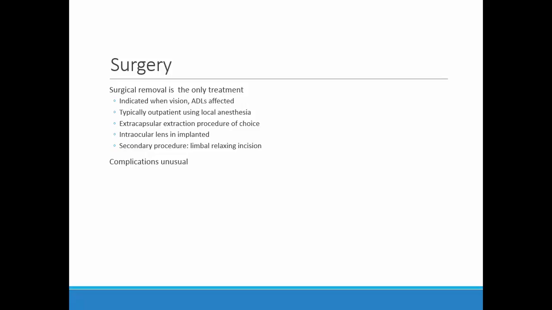A secondary procedure called a limbal relaxing incision can be done at the same time as the cataract surgery or at another time, but it helps the client reduce or eliminate the need for glasses after the surgery. What they do is make small incisions to either side of the cornea to allow its shape to be rounder or more symmetrical.